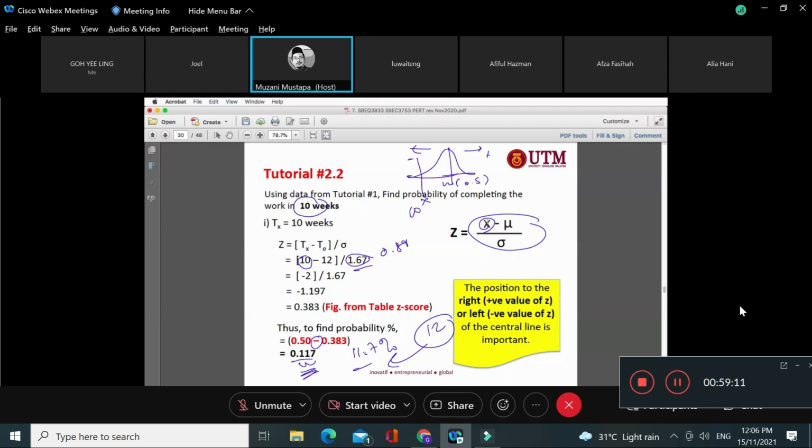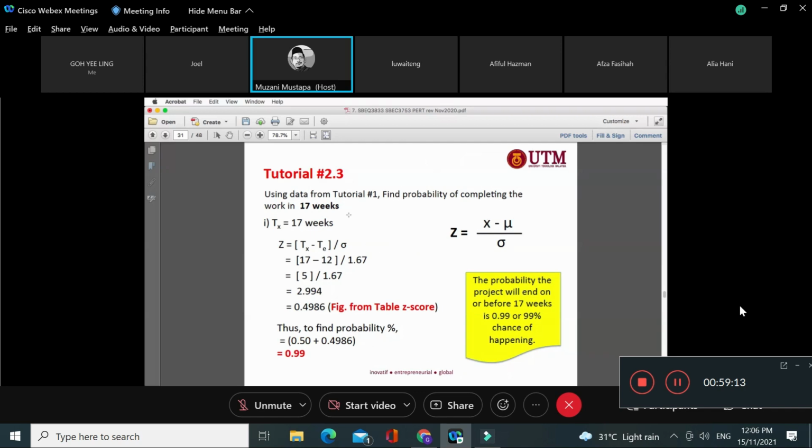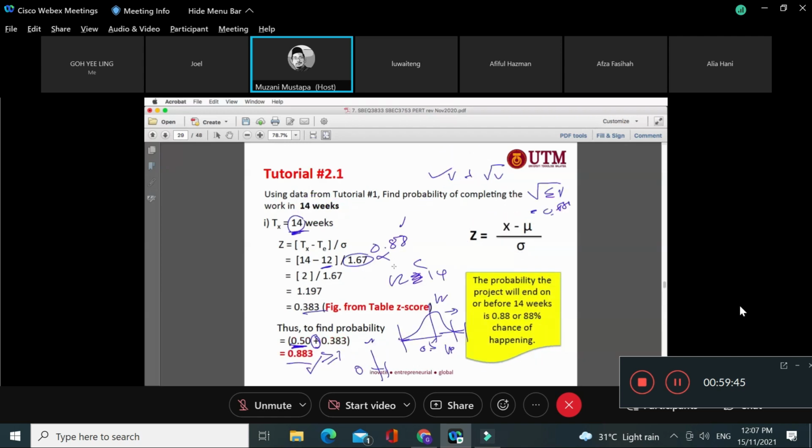Okay. Alright, so sama juga, this is a different number, tutorial point 3, 17 weeks, just use the number and then you calculate, because 17 is more than 12, so you 17 minus 12, 5 divided by 1.67 ataupun 0.8 lah to be accurate kalau you continue yang before this, so you get 2.994, so you tengok balik dekat Z-score, you get 0.4986.